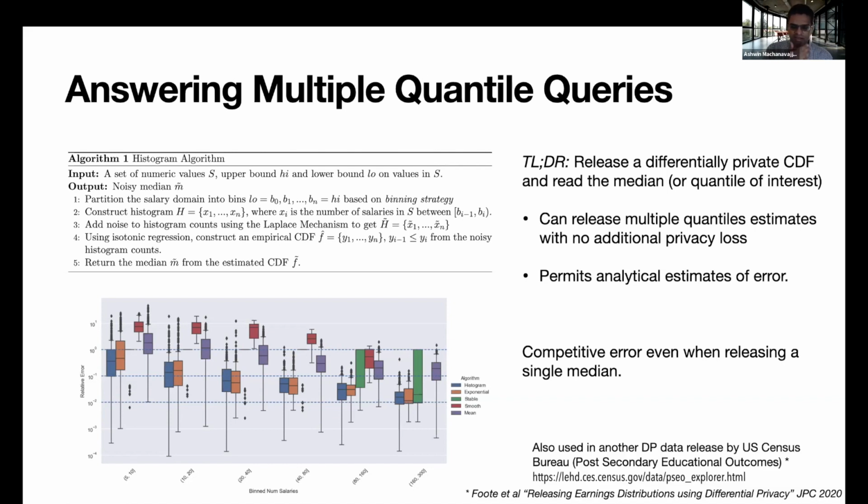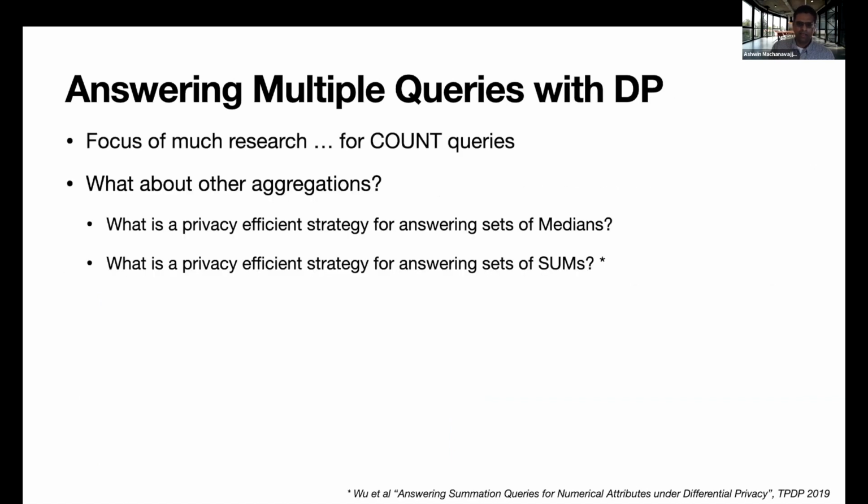Turns out the same algorithm was used by another data product that the US Census Bureau released on a similar kind of problem. So that's okay. If you want to answer sets of quantiles, you can use that. But what about sums, right?